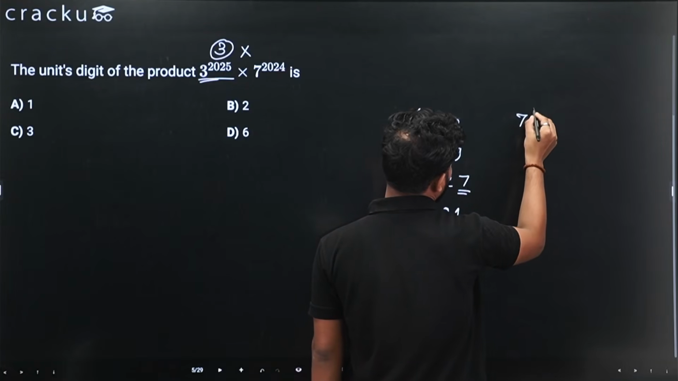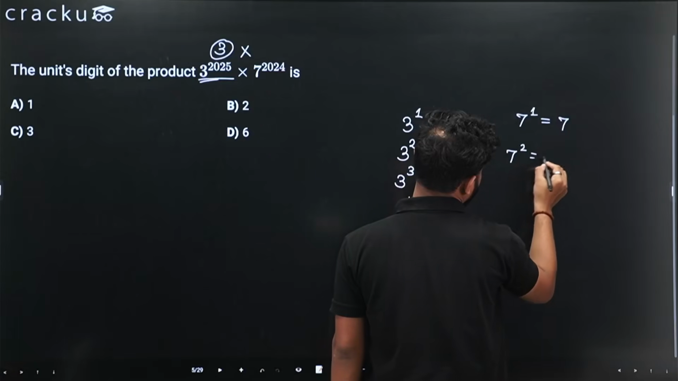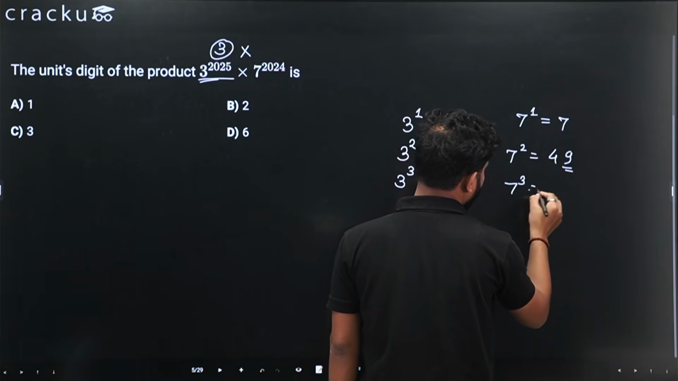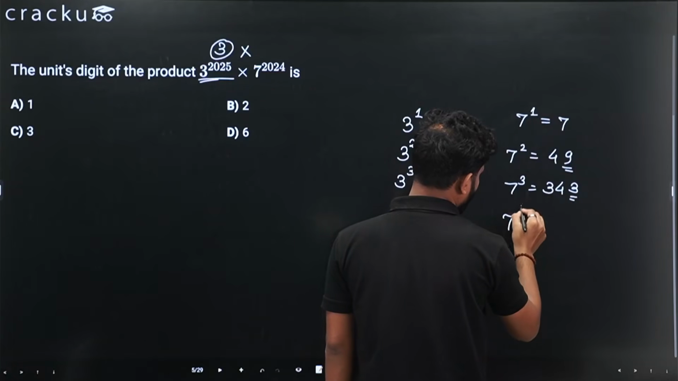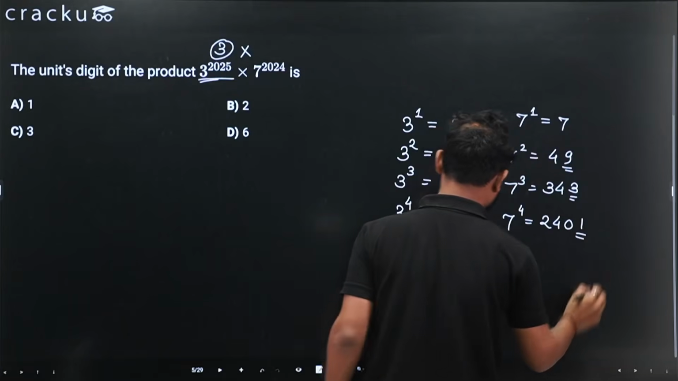Let us find out for 7 also. 7 raised to 1 is 7. 7 square is 49, so the unit digit is 9. 7 cube is 343, so the unit digit is 3. 7 raised to 4 is 2401, so the unit digit is 1.